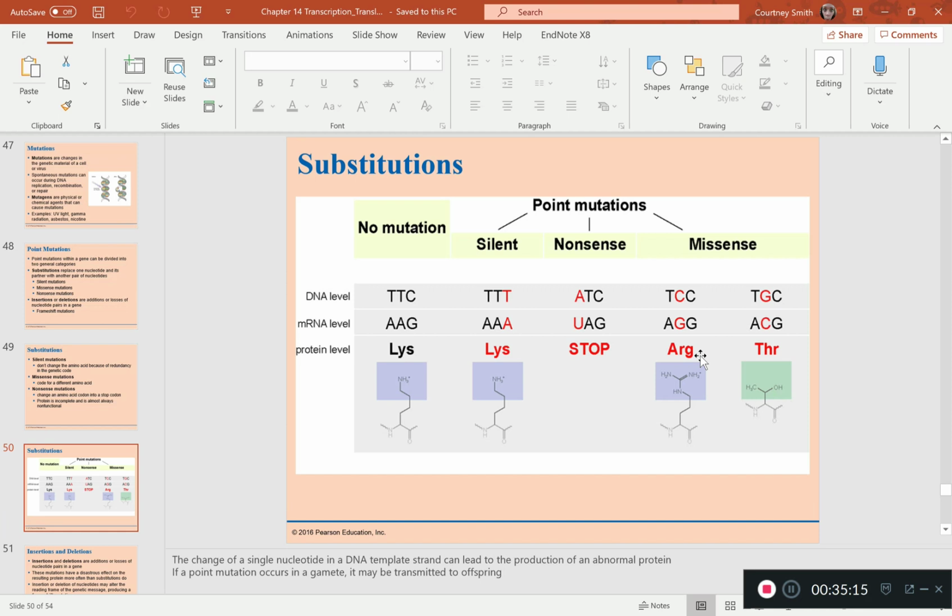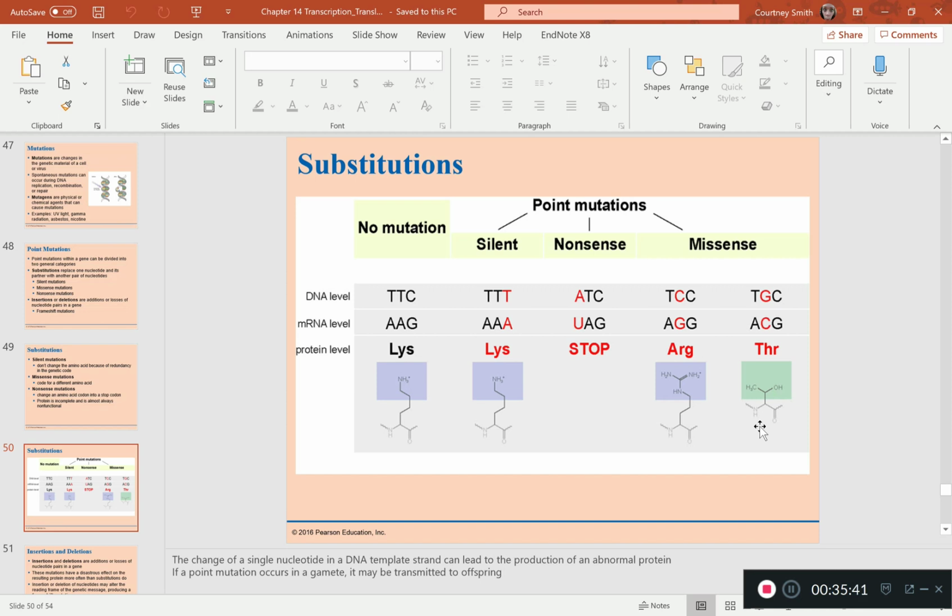With missense mutations, what happens is the same thing, where we start off with a C, but then it became a G. But in this case, it changed our amino acid. So we originally were coding for this one, but then it got coded for this one. So that's a missense, meaning that we get an entirely new amino acid based off of that mutation.